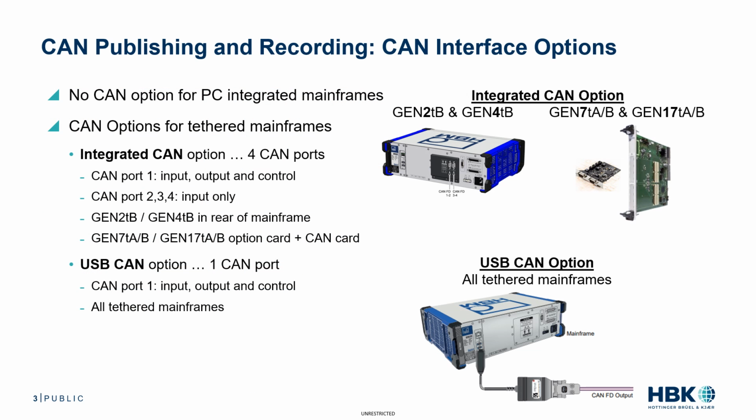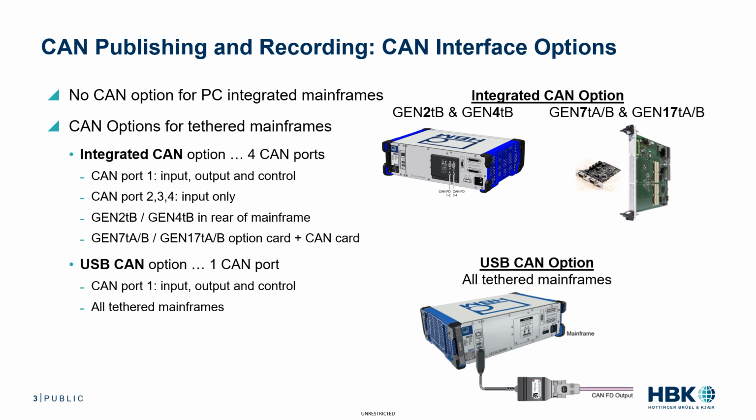The CAN interface option is not available for PC integrated mainframes. However, it is designed for tethered mainframes. The CAN option is available as an integrated option with 4 CAN ports, or you can choose to select the USB to CAN adapter, offering a single CAN port. Now, the integrated CAN option on the Gen 2TB and the Gen 4TB is integrated into the rear of the mainframe. On the Gen 7TA and B and Gen 17TA and B, CAN is integrated into the option card, which takes up an acquisition slot.